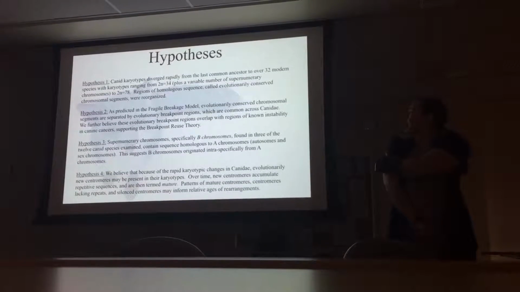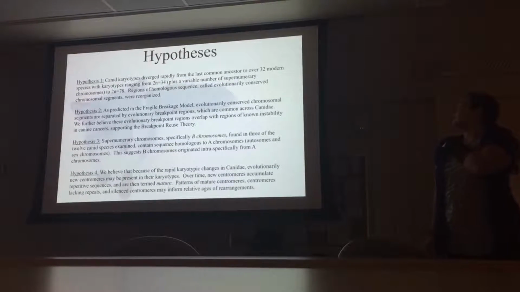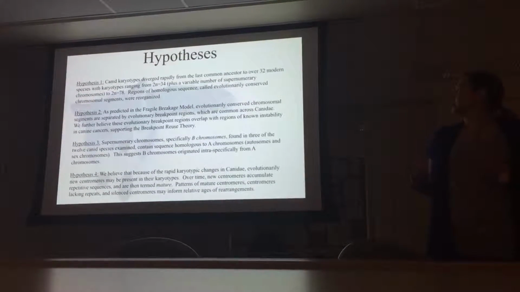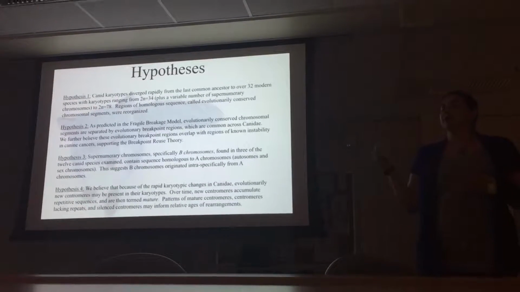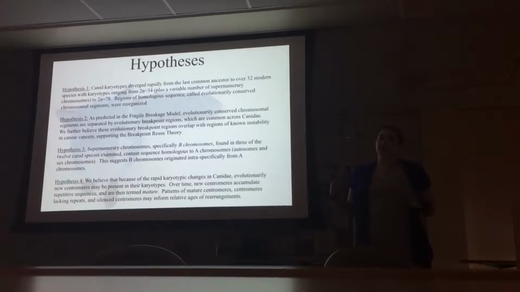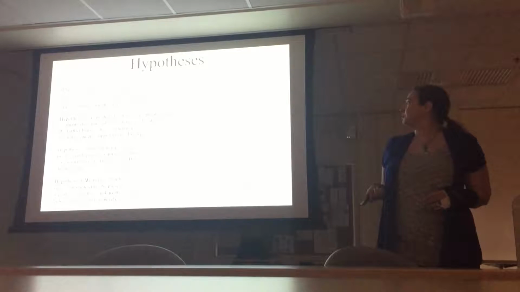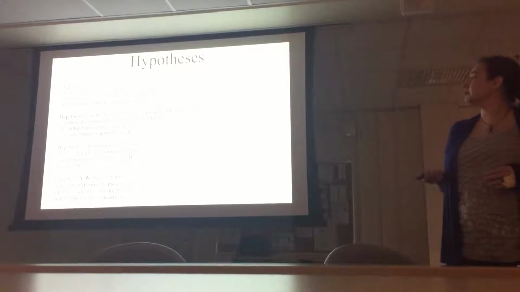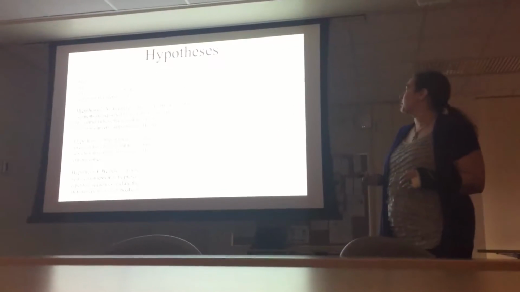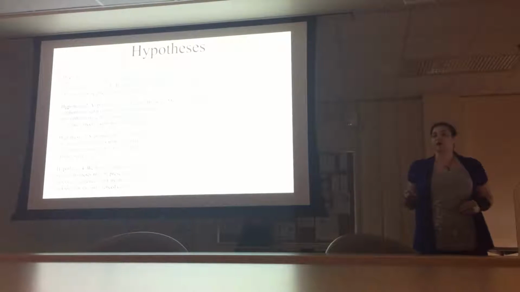And I have 4 hypotheses that I'll be talking about today. The first involves the divergent chromosome structures and the fact that regions of homologous sequence called evolutionarily conserved chromosome segments are reorganized in the Canidae. Also, as predicted in the fragile breakage model, these evolutionarily conserved chromosome segments, basically syntenic regions, are common across the Canidae, and they're separated by evolutionary breakpoints.